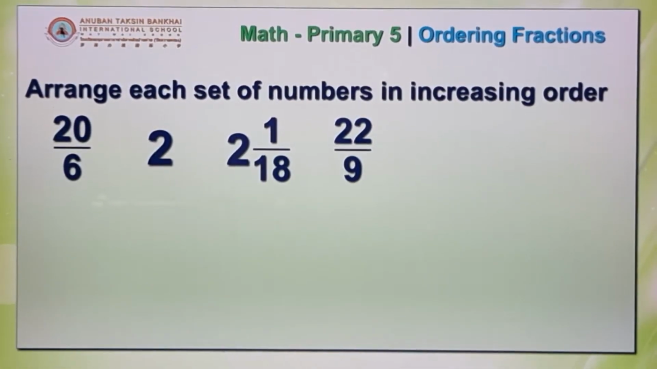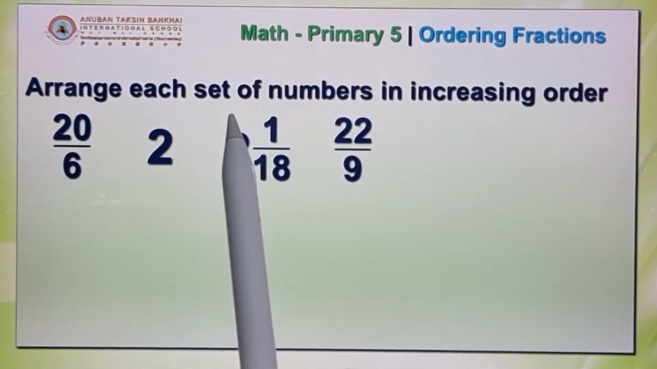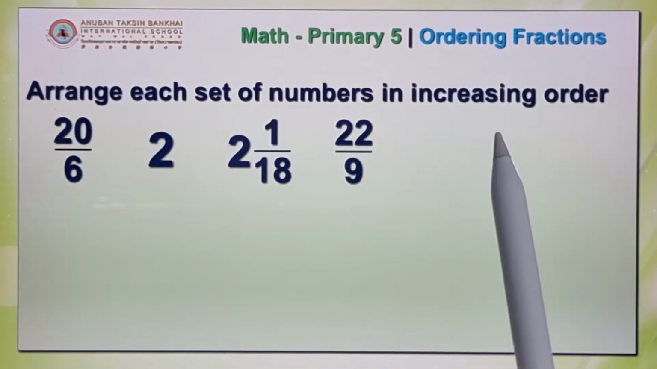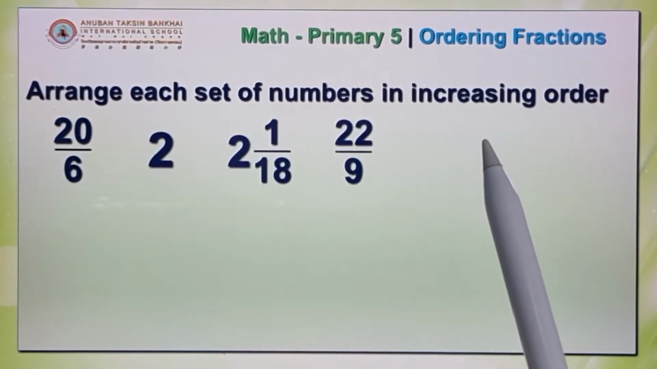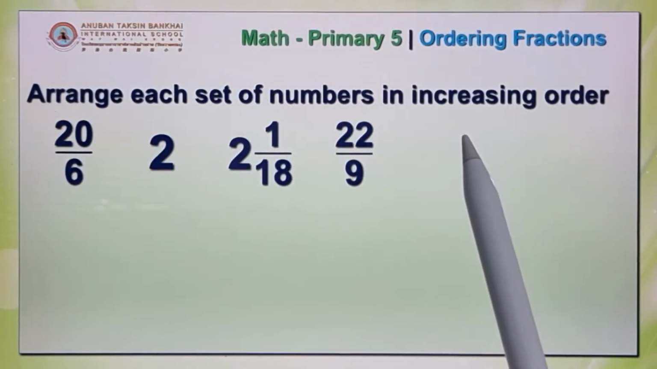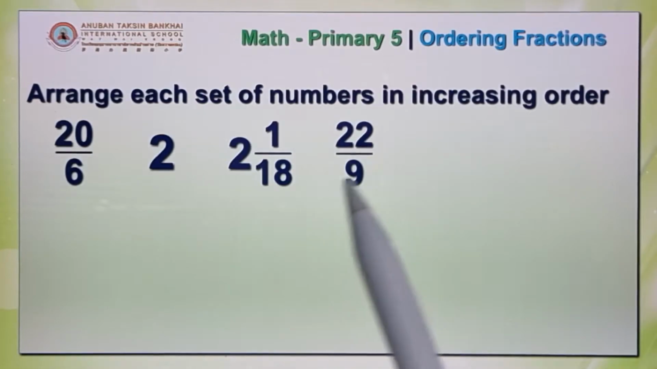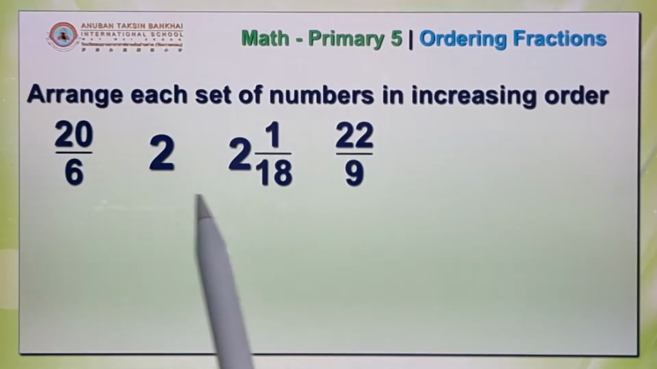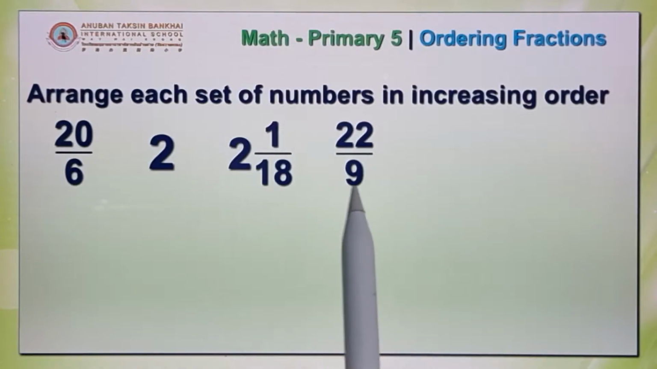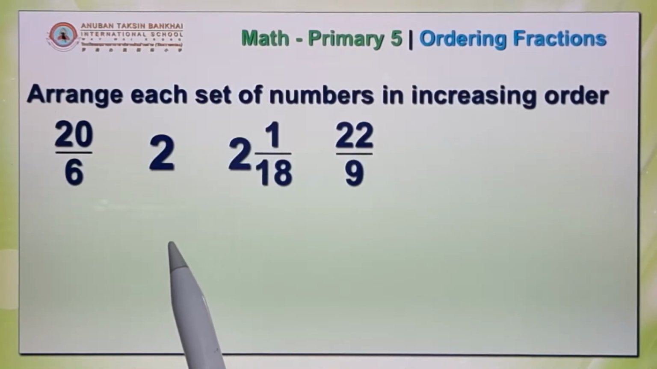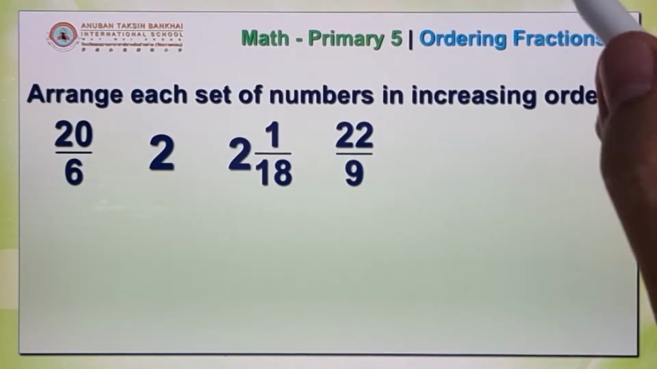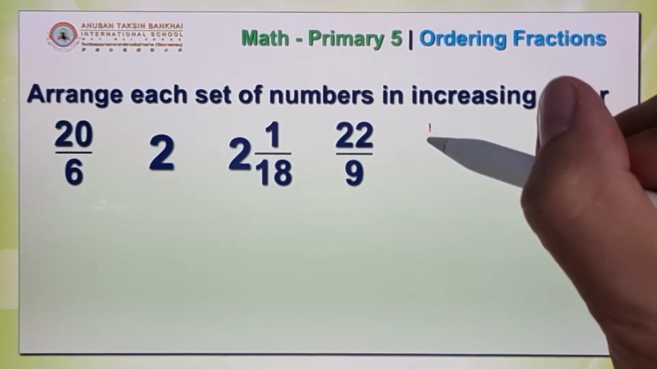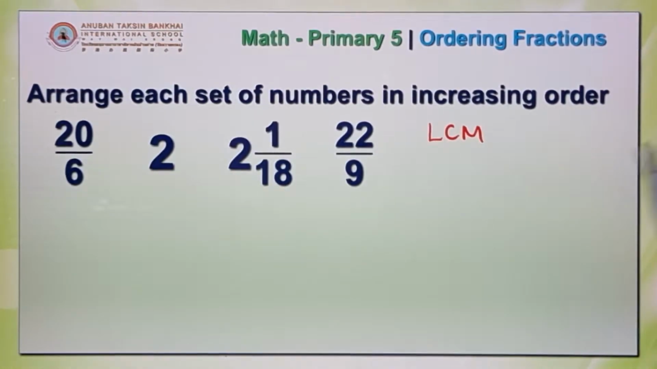Okay, so now let's discuss this example. We have to arrange each set of numbers in increasing order. So again, when we say increasing order, that is from small going to big, so smaller numbers to the largest number. So first, let's check our denominators. We could see that our denominators are not the same. So we need to change that, and by that we need to get the LCM. So let's try to solve first our LCM.